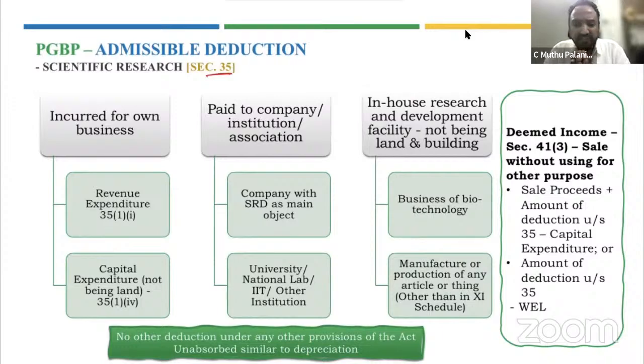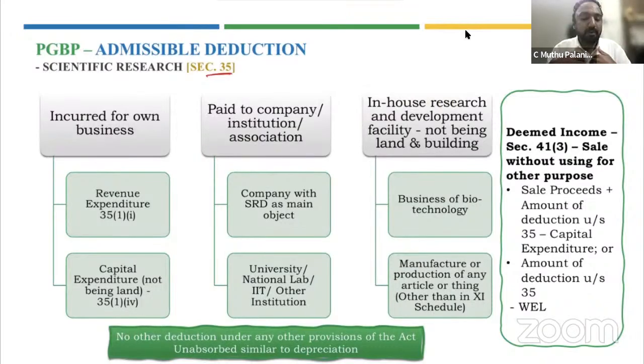Section 35, we are going to split it into 3 segments. What is section 35 first? Section 35 is about expenditure on scientific research, deduction on scientific research expenditure. So what type of expenditure are we talking about? First category is for my own business. Second category is giving to a third party. Third category, my own business only, but for a separate R&D unit.